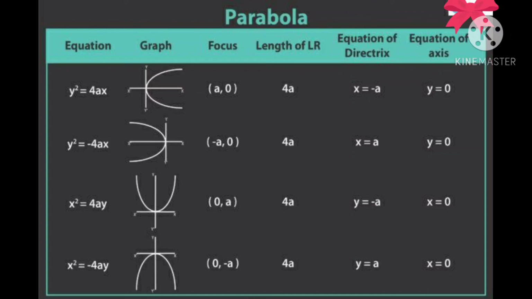For example, for the graph having equation y square equal to 4ax, its focus is (a, 0), its latus rectum is 4a, its equation of directrix is x equal to minus a. For a graph having equation y square equal to minus 4ax, its focus is (minus a, 0), its latus rectum is 4a, its directrix is x equal to a. For a graph having equation x square equal to 4ay, its focus is (0, a), latus rectum is 4a, its equation of directrix is y equal to minus a. And for a graph having equation x square equal to minus 4ay, its focus is (0, minus a), its latus rectum is 4a, and its equation of directrix is going to be y equal to a.